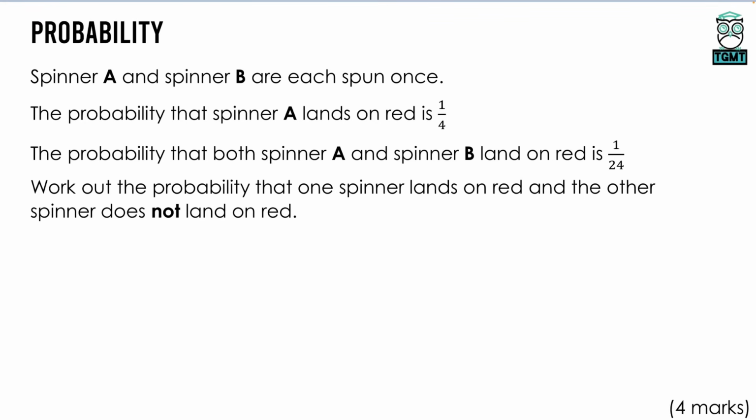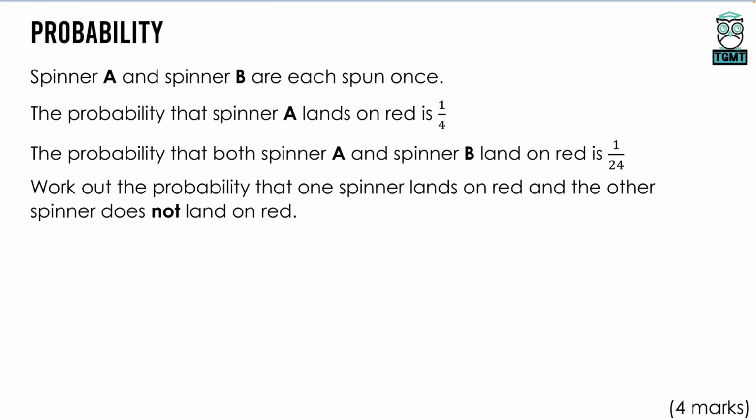Okay, so we've got a worded probability question. It says here, spinner A and spinner B are each spun once. The probability that spinner A lands on red is 1/4, and the probability that spinner A and spinner B land on red is 1/24. Work out the probability that one spinner lands on red and the other spinner does not land on red. And it doesn't specify the order there, so we might have more than one option.